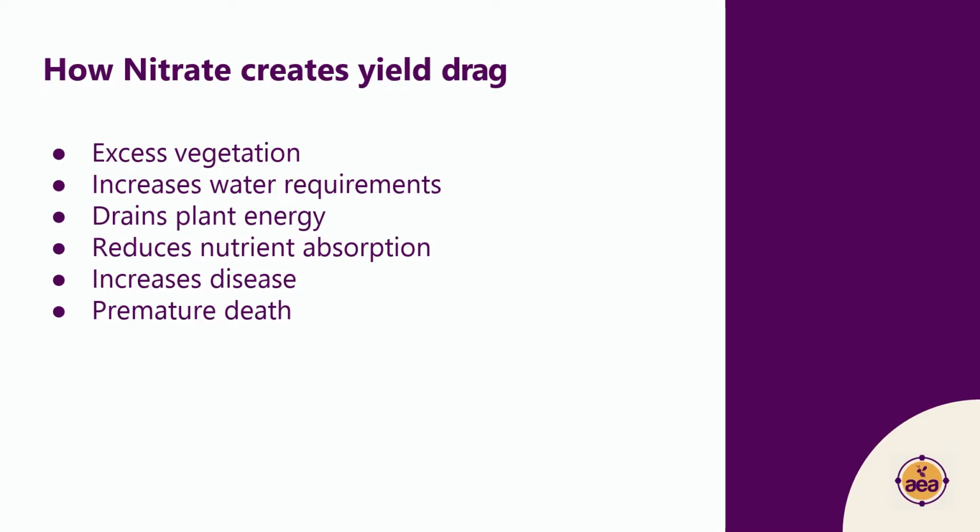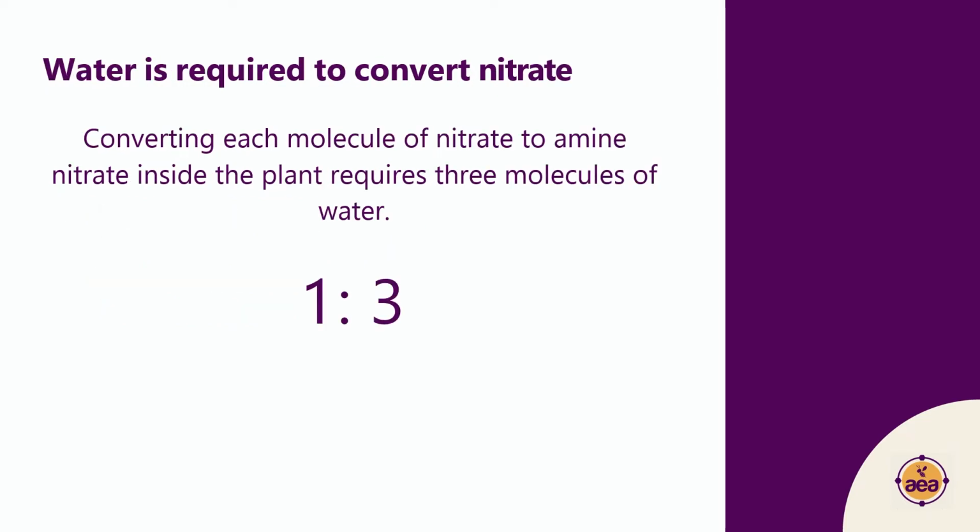A year or two ago, I conducted a webinar that is still available on YouTube of how nitrogen creates yield drag. And here's a quick overview. It results in excessive vegetation. It increases the plant's water requirements. It drains plant energy. It reduces absorption of other nutrients because it creates an alkali rhizosphere environment. It increases disease and leads to premature death. So let's give you a quick synopsis of each of those.